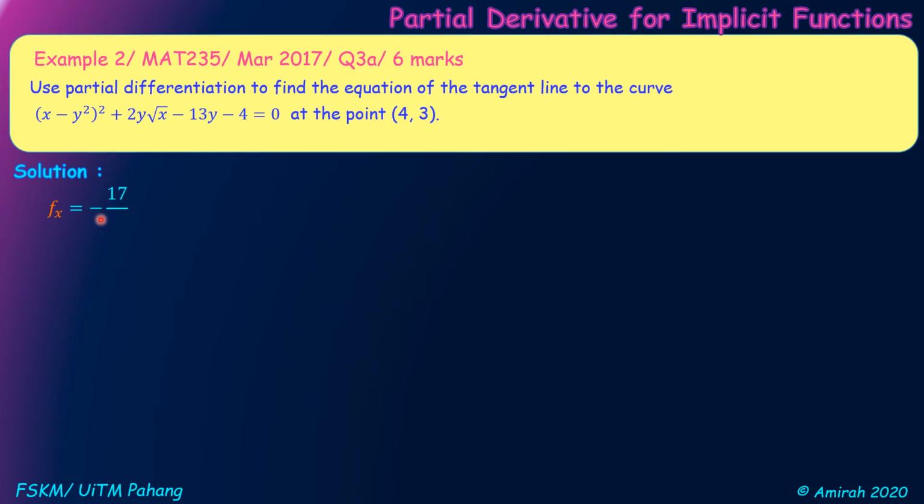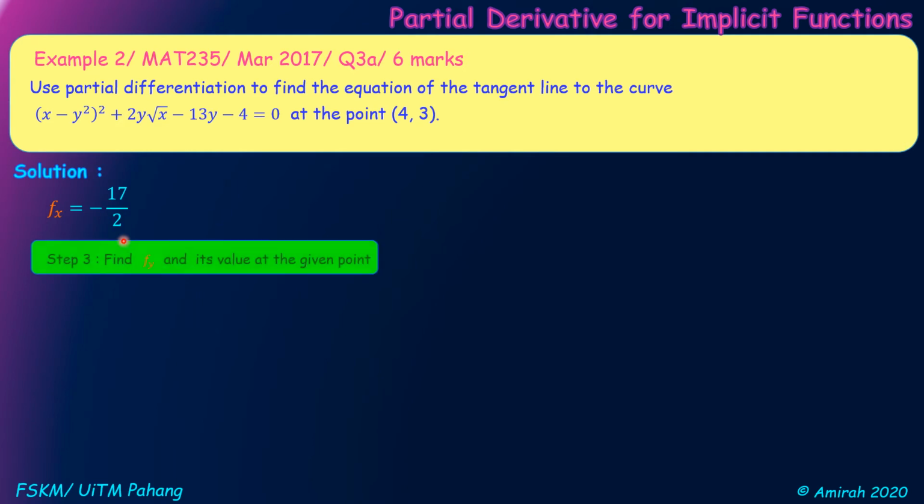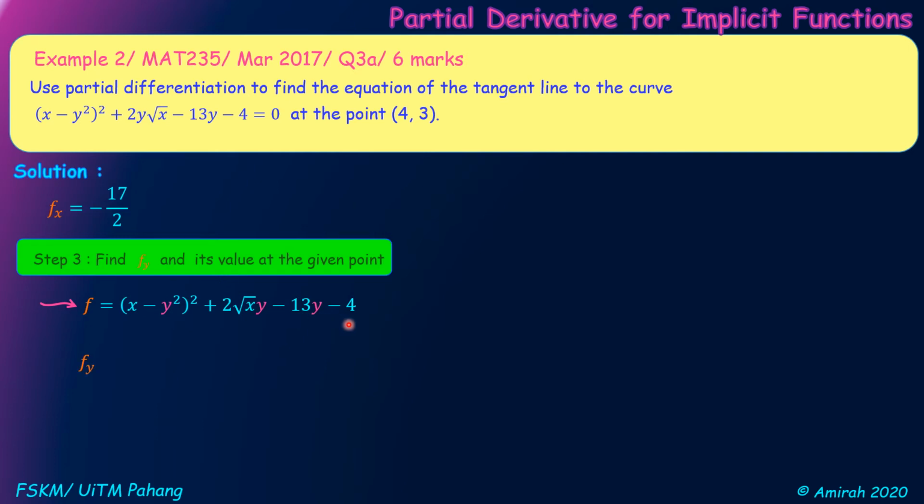Alright, from the previous slide, we get fx equals negative 17 over 2. Then we can continue with step 3: find fy and its value at the given point. To find fy, we differentiate f, where f equals (x minus y squared) squared plus 2/3 x y minus 13y minus 4.